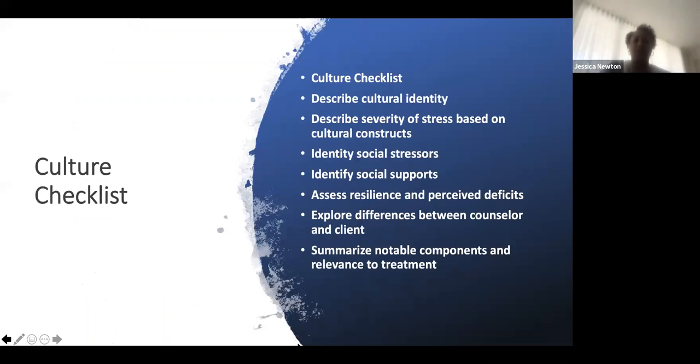So again, when we go back to this checklist and we're looking through, the client's words were the person identified as American. Severity of stress is based on culture, and so she identified one of her stressors. She identified religion as being important as well as family, but then also identified those as stressors. And then the social supports were identified as the clergy. And the client reported no notable concerns between the counselor and the client.